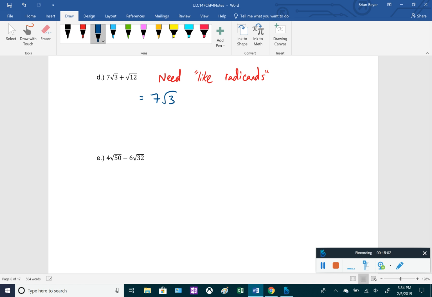For radical 12, we can rewrite that as radical 4 times 3, because 4 is a perfect square. So we did that because now we can chop this up as radical 4 times radical 3. I'm not always going to be writing these intermediate steps, but I'll do it now. Radical 4 is 2. So now they have like radicands, right? They have radical 3, so we can combine them. 7 plus 2 is 9, so 9 radical 3.